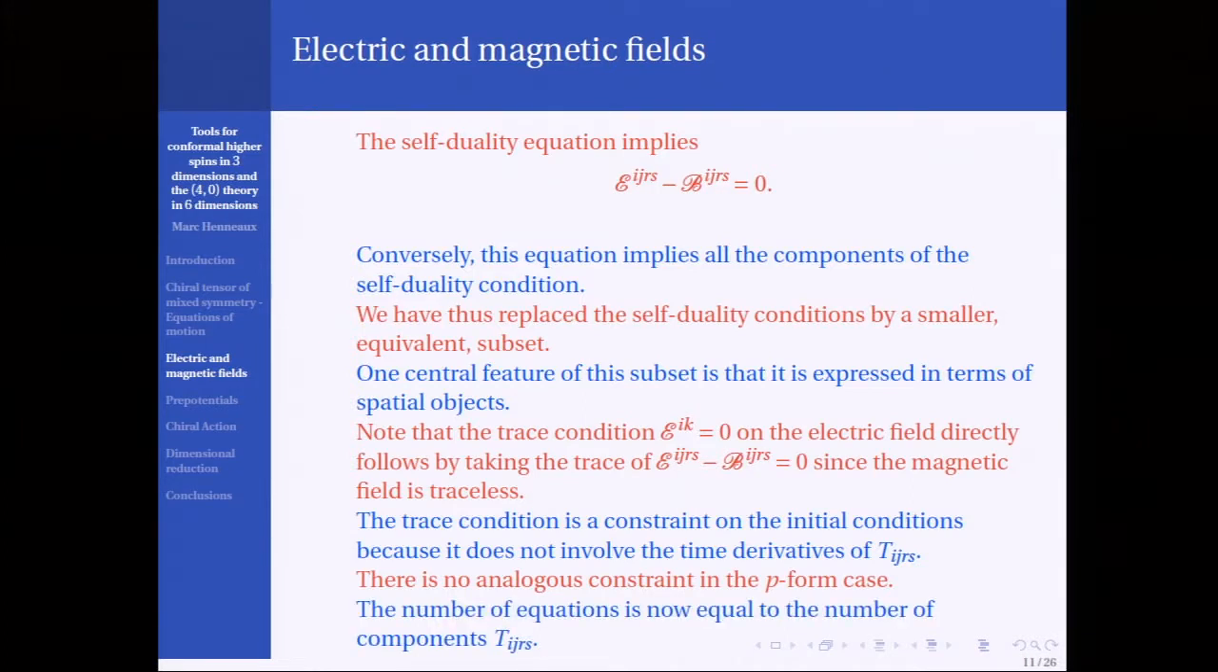Now, one could say, well, we have made progress because the number of equations, this is a 2-2 tensor, is equal to the number of components. So maybe we can write an action in which the basic variables would be T_ijrs, and when I vary the action, I just get this equation. But it doesn't work for a number of reasons. You can show that the differential operator appearing here is not symmetric, so if you try to construct a variational principle, it doesn't work.